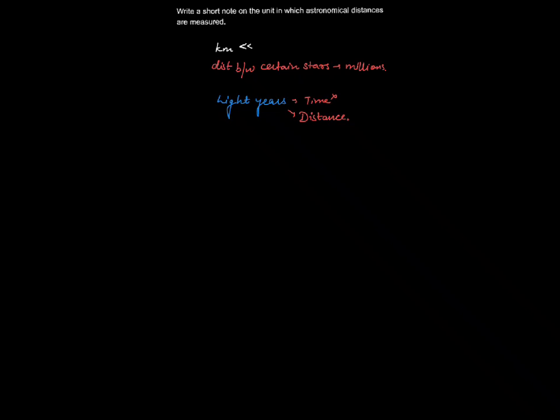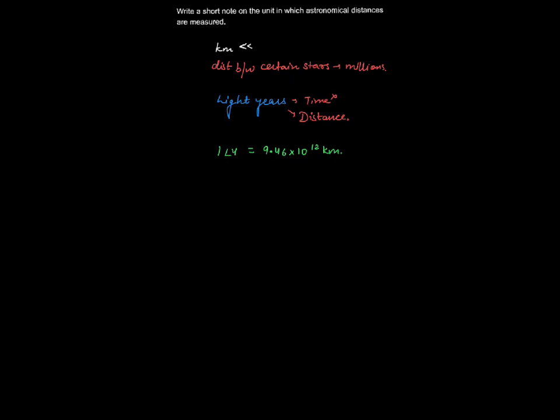We can calculate the value of 1 light year in kilometers by multiplying the speed of light by the number of seconds in 1 year. So 1 light year would be equal to 9.46 × 10^12 kilometers. So this is the amount of 1 light year.